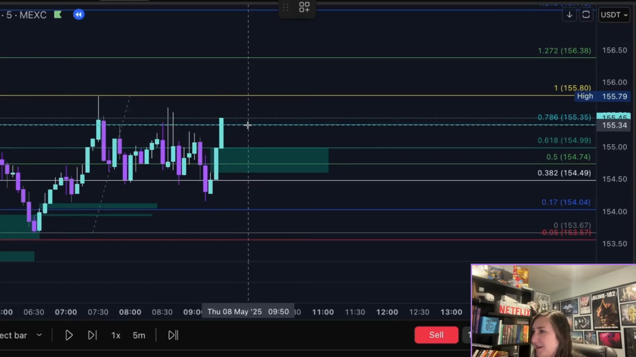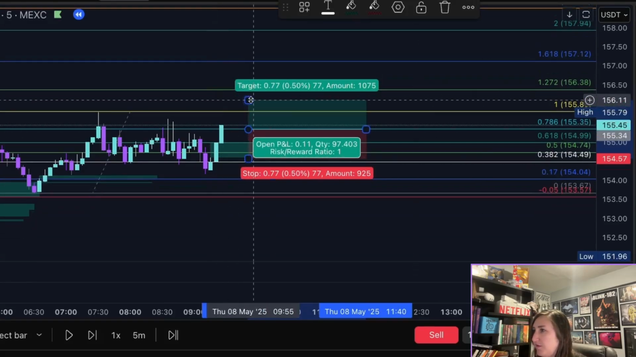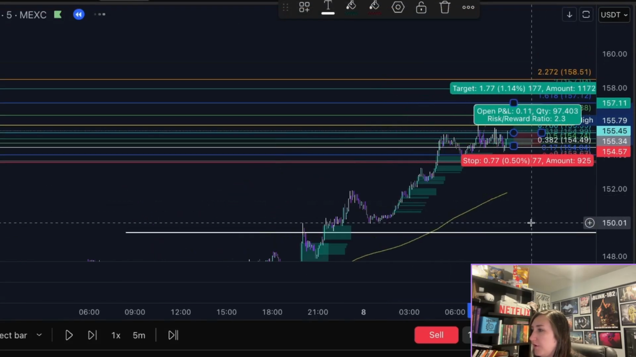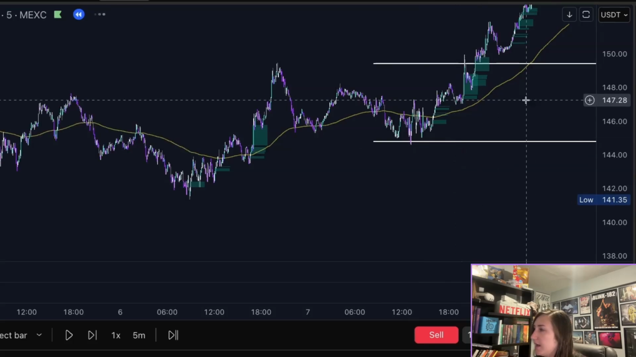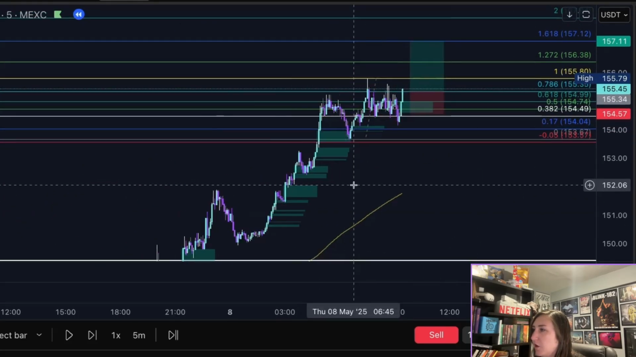So I believe I got in somewhere around this point. Once again, I was aiming for the 1.618 area just because we were in an overall very strong uptrend since all the way back here. So I was aiming a little bit higher up because we are going with the trend here.